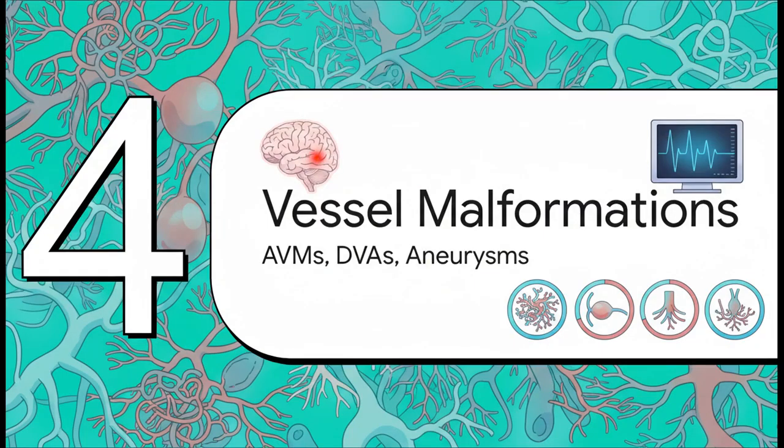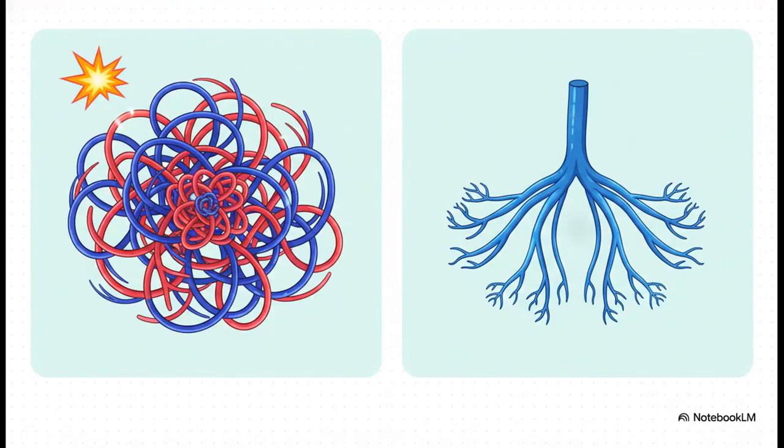Okay, let's move on to cases where the plumbing was just a little off to begin with. We're talking vascular malformations and aneurysms. The big thing to get here is the difference between a high-flow AVM and a low-flow DVA. An AVM is this congenital tangle of vessels with a central core, a nidus, and it has a real risk of bleeding. A DVA, on the other hand, is basically just a weird-looking but totally functional vein. It has no nidus, and here's the important part. If a surgeon takes it out thinking it's bad, they've just caused a massive venous stroke.